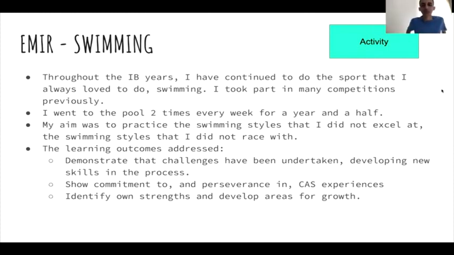So I'm swimming actively since grade 7, and in my old school I was in the swimming team, and that's why throughout these 2 years, throughout the IB, I continued swimming. In my previous life before IB, I competed in many races, and during IB, I went to the pool 2 times every week for a year and a half. And during my practices, my aim was to swim with the styles that I did not race with. For example, I was racing with freestyle generally, and during my practices, I was swimming with other styles.